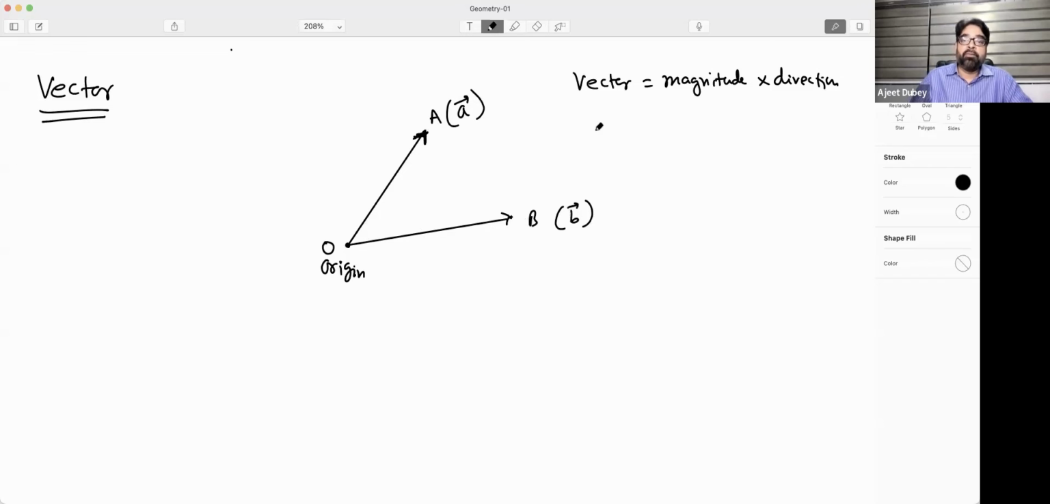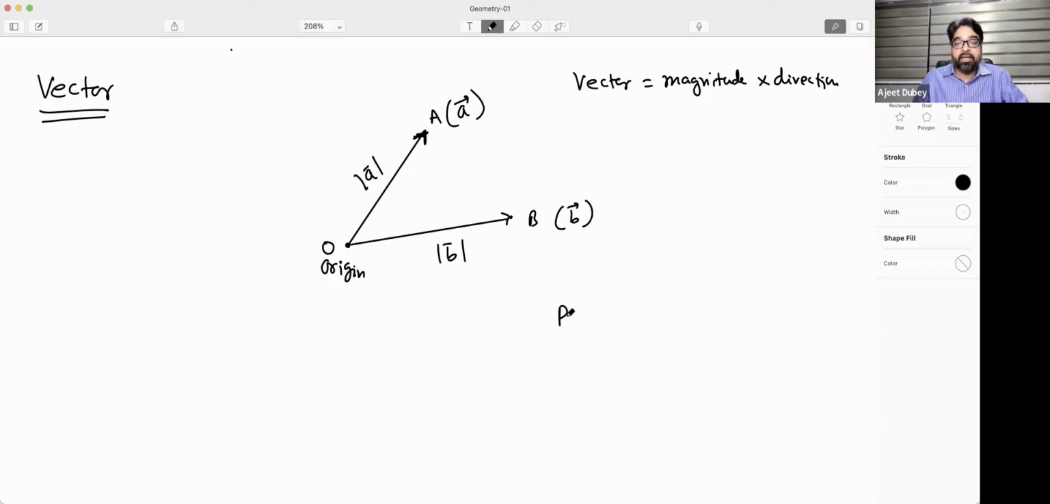Right? So every vector has a magnitude and a direction. This is the magnitude of this vector, generally represented by mod A. This vector's magnitude will be represented by mod B. And you can see these two have different directions. This is going in this direction and this is going in this direction. So these are the two vectors, one A vector and one B vector.